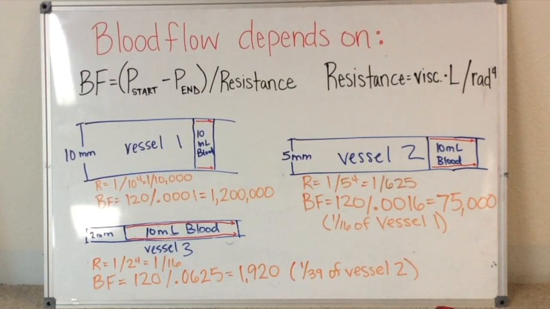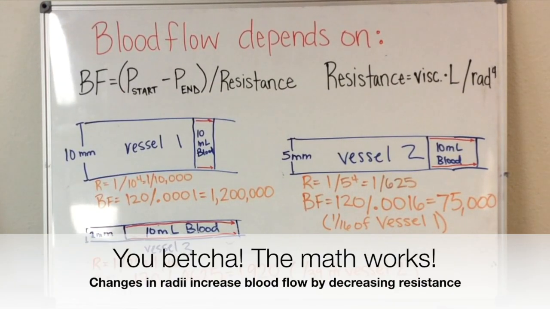If we look at vessel 3, it is 1 over 2 to the 4th, which gives us 1 over 16. With 120 millimeters of mercury pressure difference divided by that 1/16, we get a blood flow of 1,920. This is 1/39th of the blood flow of vessel 2. Therefore, changes in radii result in exponential changes in blood flow.